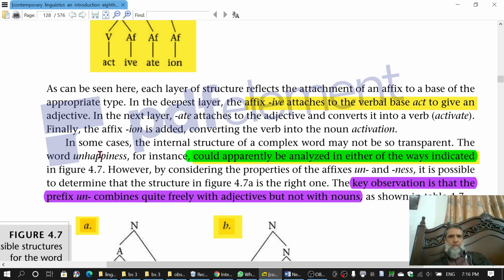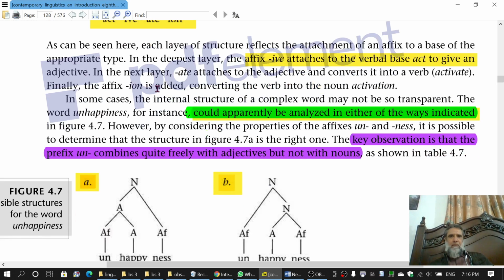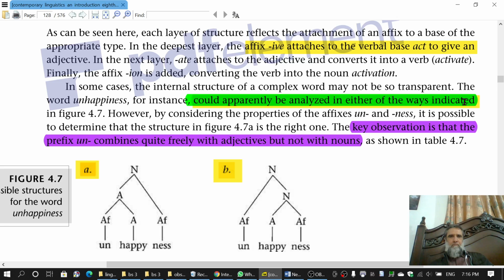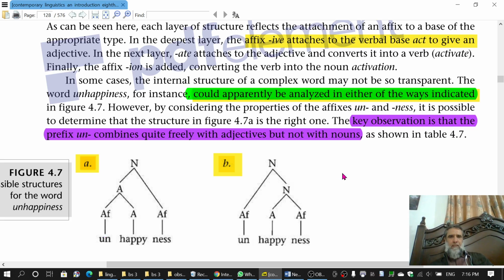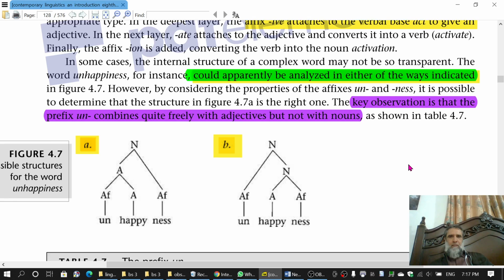In some cases, बाज केसेस में the internal structure of a complex word may not be so transparent. जो इंटरनल स्ट्रक्चर है वो इतना वाज़ेह नहीं होता, इतना क्लियर नहीं होता। The word unhappiness, for instance, could apparently be analyzed in either of the ways indicated in figure 4.7. इस फिगर में जो बताया गया है, फिगर का नाम आप एग्जाम में चेंज करेंगे, the following figure लिख सकते हैं। तो इसमें ये दोनों तरीके एनालिसिस के लिए हो सकते हैं। However, by considering the properties of the affix un and ness, लेकिन अगर हम un और ness की क्वालिटीज देखें, it is possible to determine the structure in figure 4.7a is the right one.